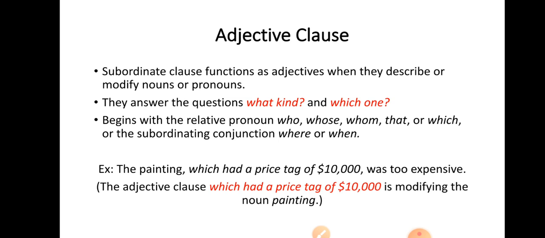Now, the painting has extra information as an adjective: which had a price tag of $10,000. The adjective clause which had a price tag of $10,000 is modifying the noun painting, right? Instead of just saying the painting, we define it with extra information about what kind of painting, or which painting we are talking about in the sentence. So the clause functions as an adjective, so we call it an adjective clause, right.